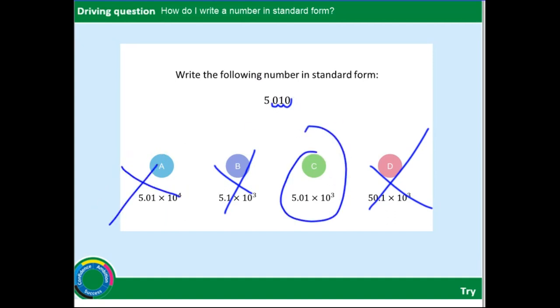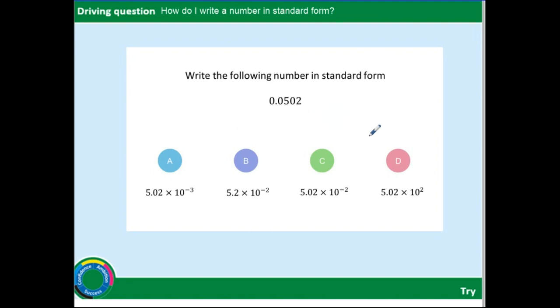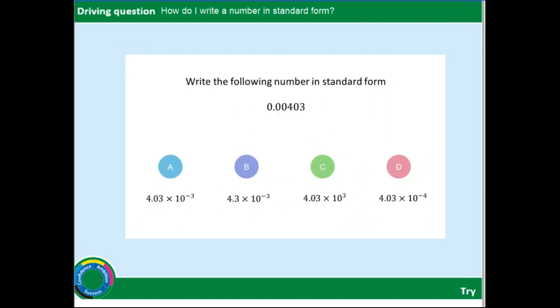Okay, we've got a number less than 1 here, so we're going to have a negative power of 10. Straight away I'm going to eliminate this answer. 5.02 divided by 10 twice, or multiplied by 10 to the power of negative 2. Okay, here, looking through the answers, it's definitely not a positive power of 10 because this number's less than 1. 4.03 multiplied by 10 to the power of 1, 2, 3, negative 3. The answer is A.